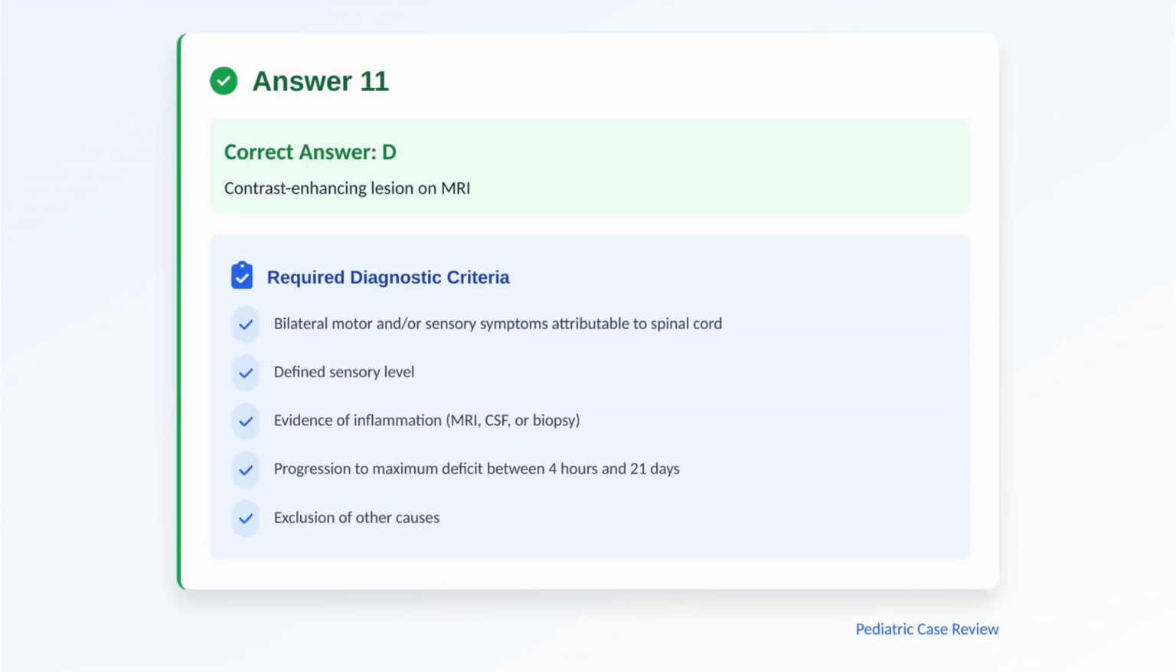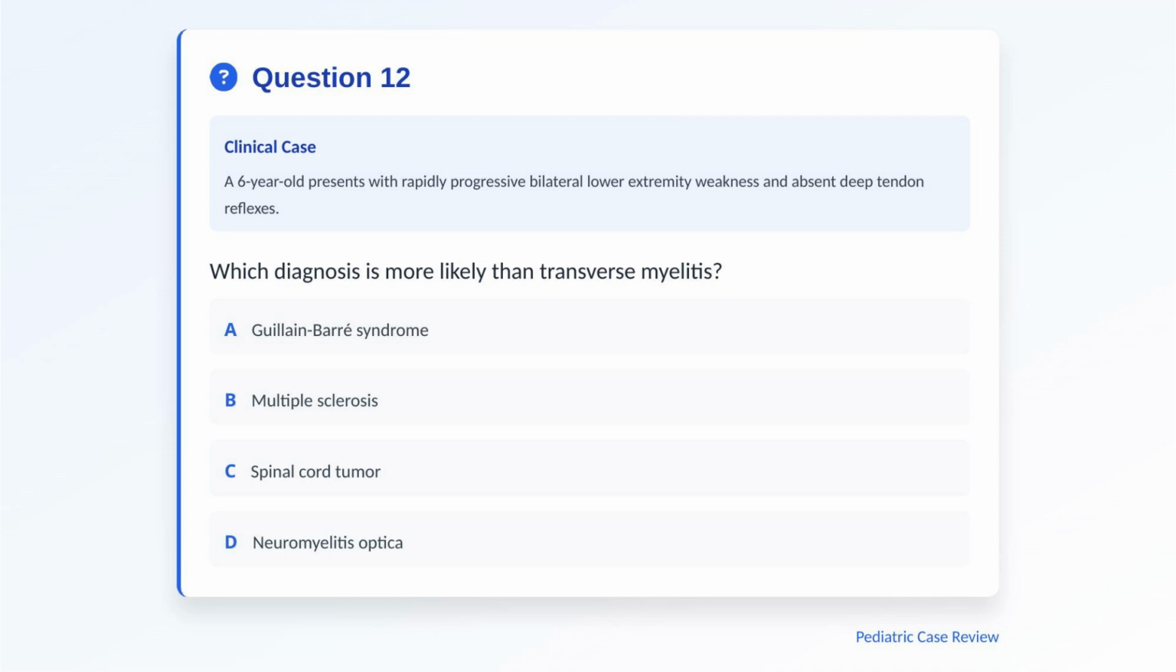While contrast enhancement is common, it is not required for diagnosis according to the Transverse Myelitis Consortium Working Group criteria. The required criteria include bilateral motor or sensory dysfunction attributable to the spinal cord, a clearly defined sensory level, evidence of inflammation within the spinal cord detected by MRI, CSF analysis, or biopsy, and progression to maximum deficit between 4 hours and 21 days. Additionally, alternative etiologies must be excluded through appropriate testing. Question 12 explores differential diagnosis.